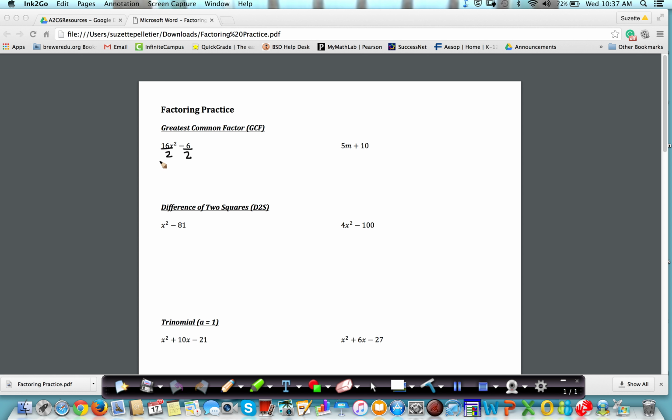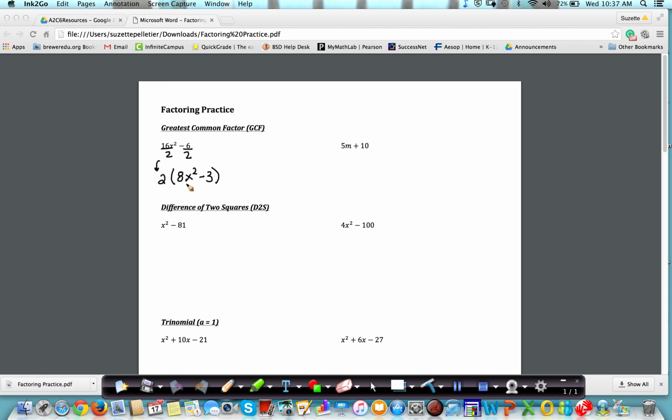So remember that you have to place that greatest common factor in the front. I've divided out a factor of 2. And then you're going to go ahead and in the parentheses put what's left. So 16 divided by 2 leaves me with 8. I'm not taking out any x's since the 6 didn't have an x to give, so the x squared will remain unchanged. And then negative 6 divided by 2 is negative 3.